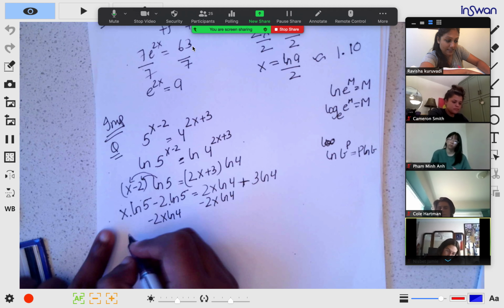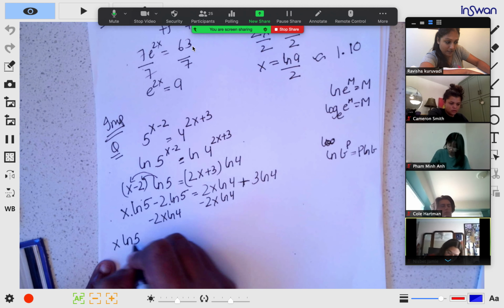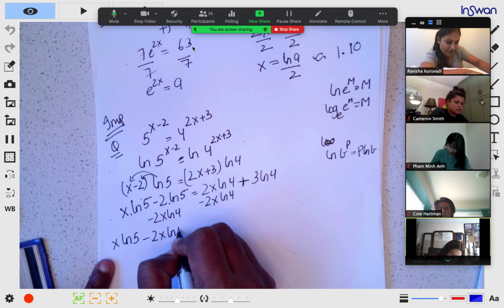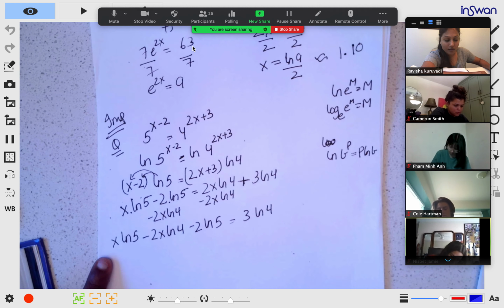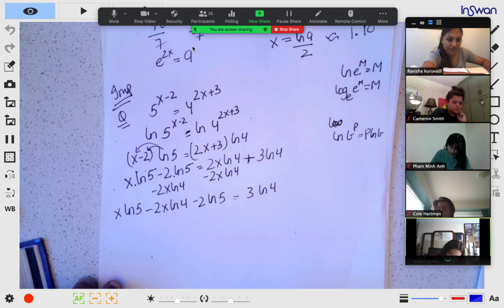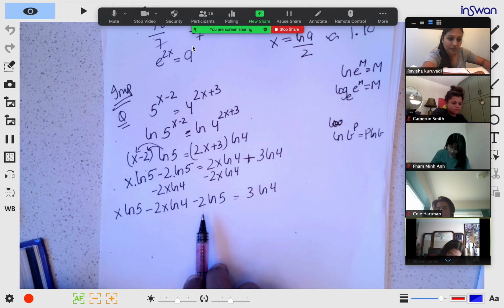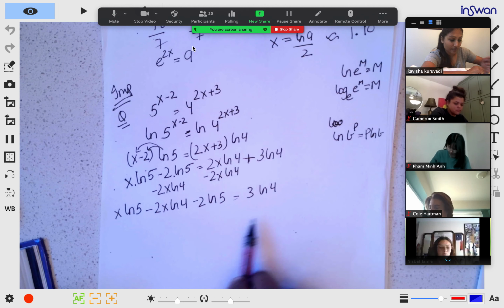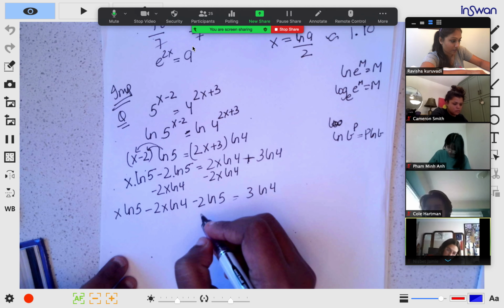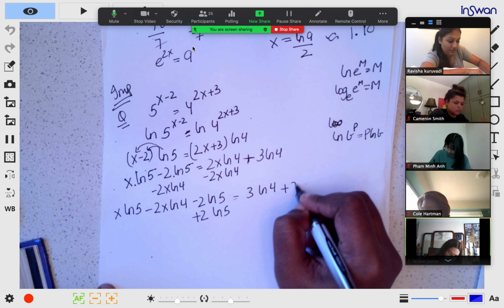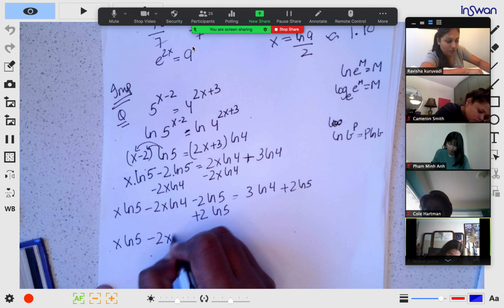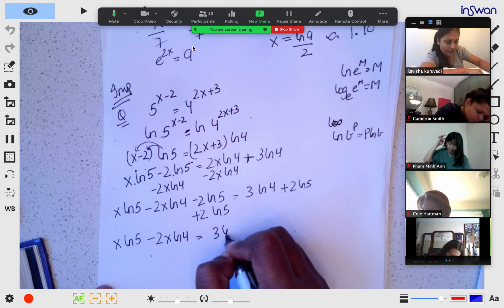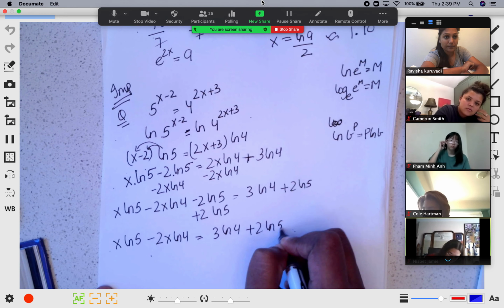So what I get is x ln 5 minus 2x ln 4, and then you have minus 2 ln 5 is equal to 3 ln 4. Now this term does not have an x in it. How do I take this to the other side? You add it to both sides. So you add 2 ln 5 on both sides. So basically you get x ln 5 minus 2x ln 4 is equal to 3 ln 4 plus 2 ln 5. You got this.